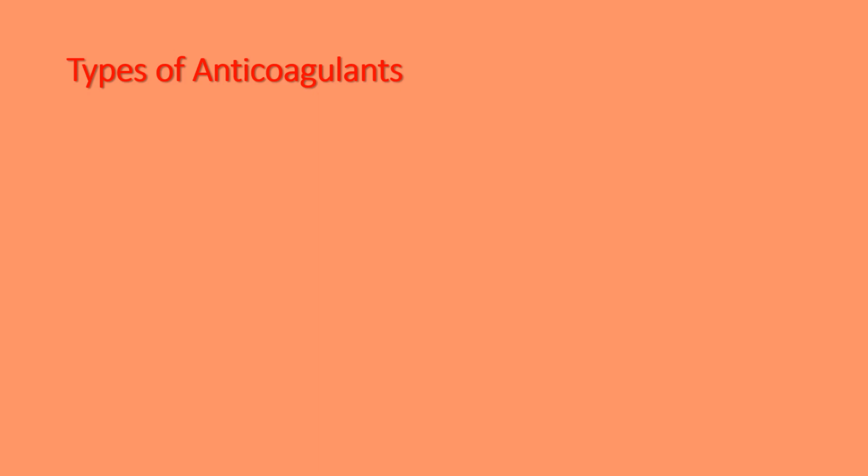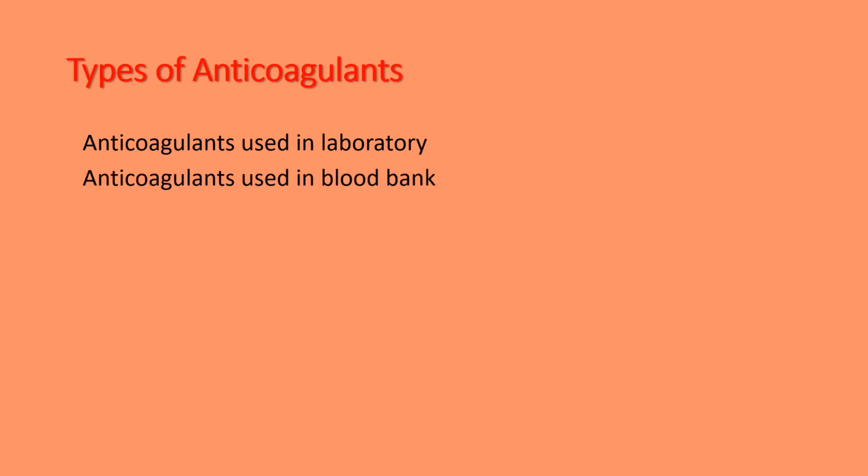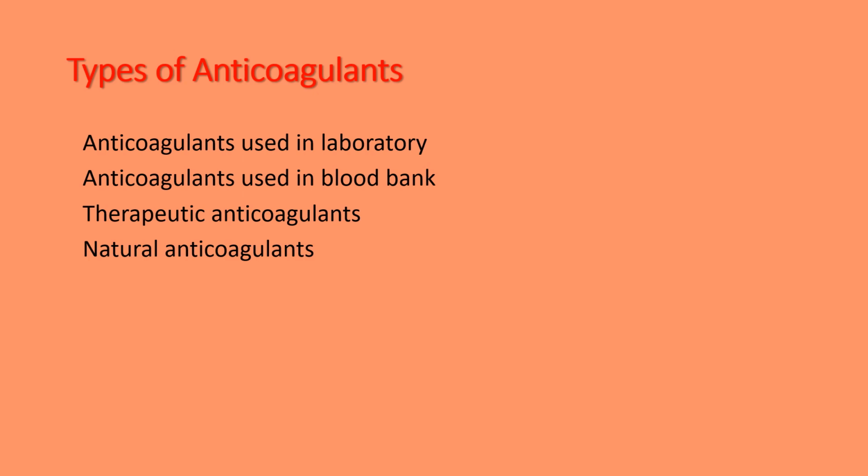Types of anticoagulants. Anticoagulants have 4 types. Laboratory anticoagulants are used in the laboratory for investigation purposes. Blood bank anticoagulants are used in the blood bank for blood transfusion. Therapeutic anticoagulants are used for the treatment of patients. And natural anticoagulants are normally present in the human body.